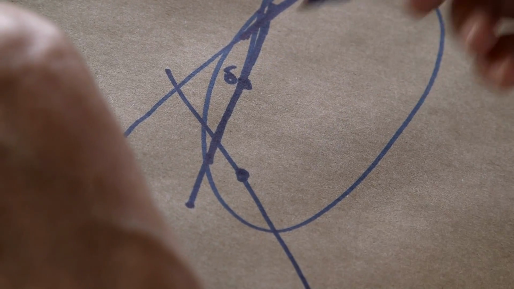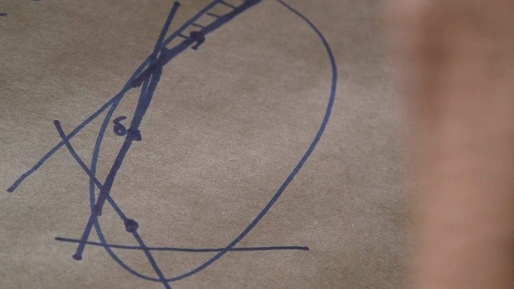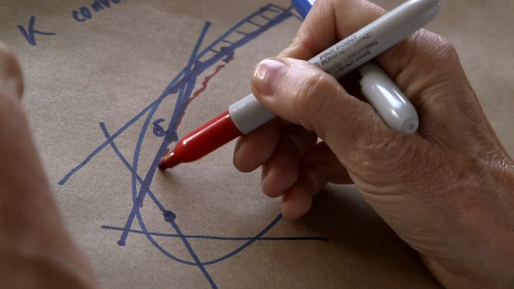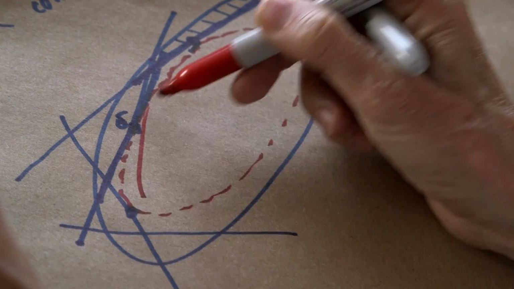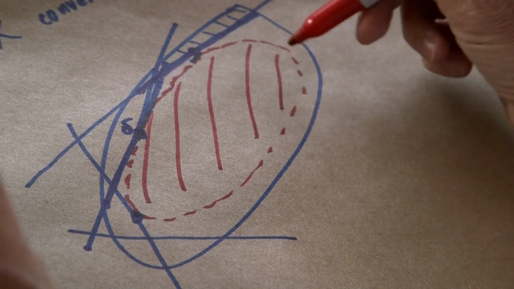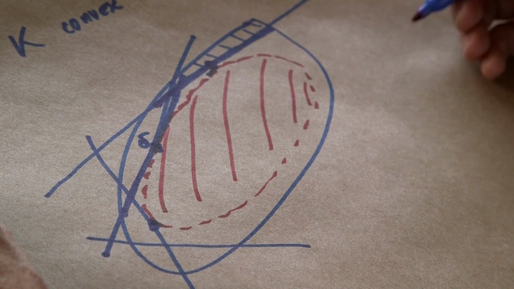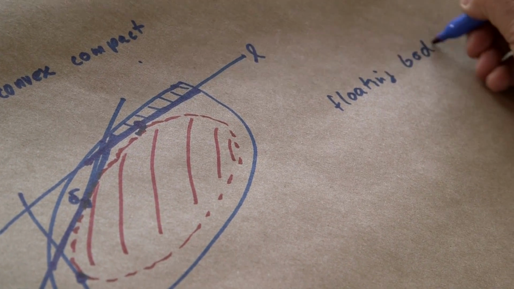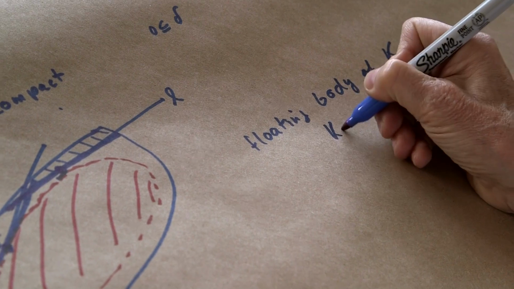So we look at all those lines, look at their intersection, take the midpoint, and then let's draw it in color, we trace out the curve of these midpoints, and in that way we obtain a set inside K. So this red set is the floating body, let's give it a name, the floating body of K. Let's call it K delta bar.